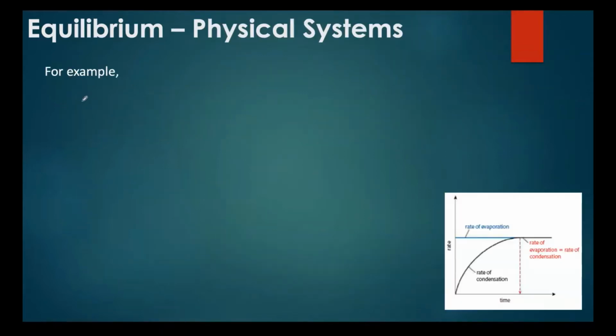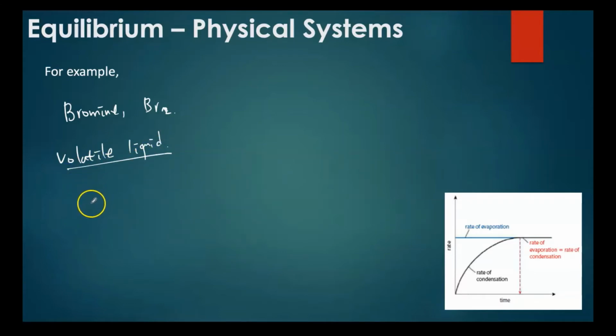So let's consider bromine. Bromine is a volatile liquid, which means its boiling point is close to room temperature. So let's say we have Br2 liquid in a closed system.